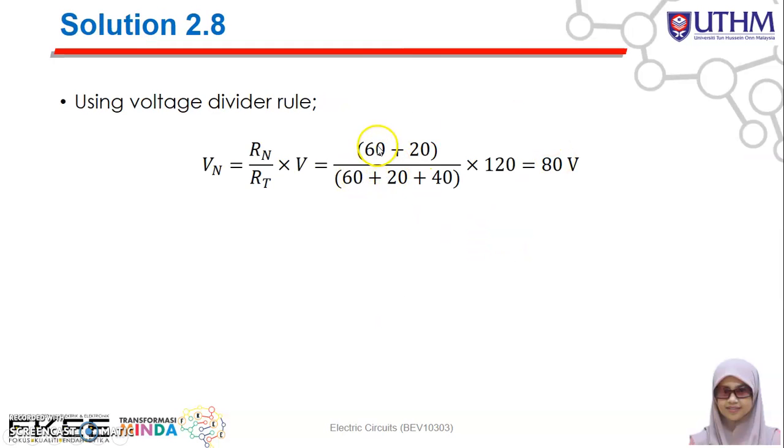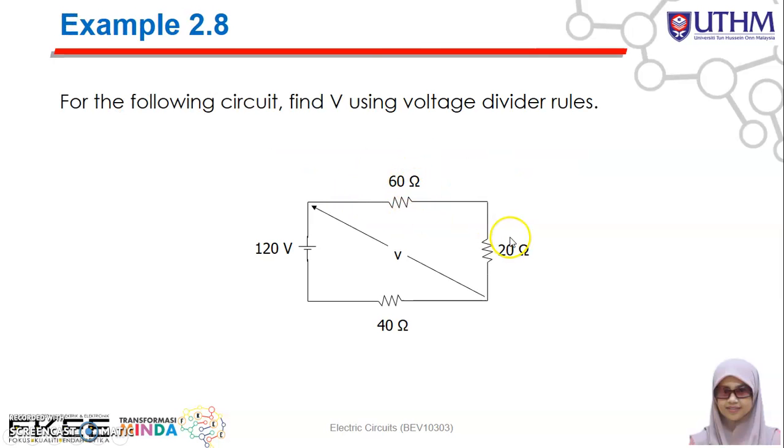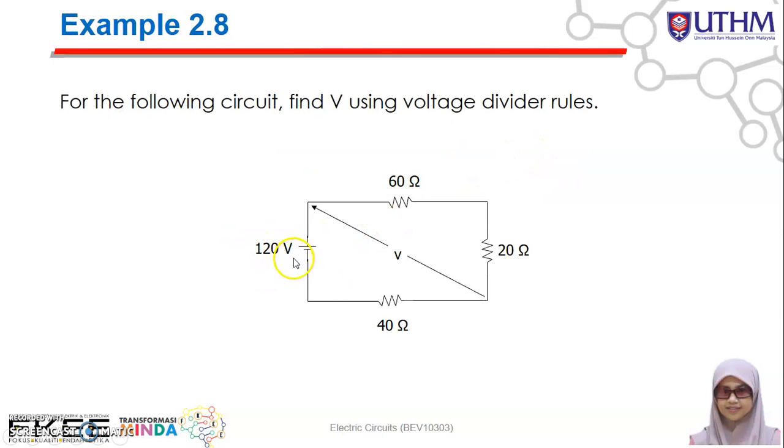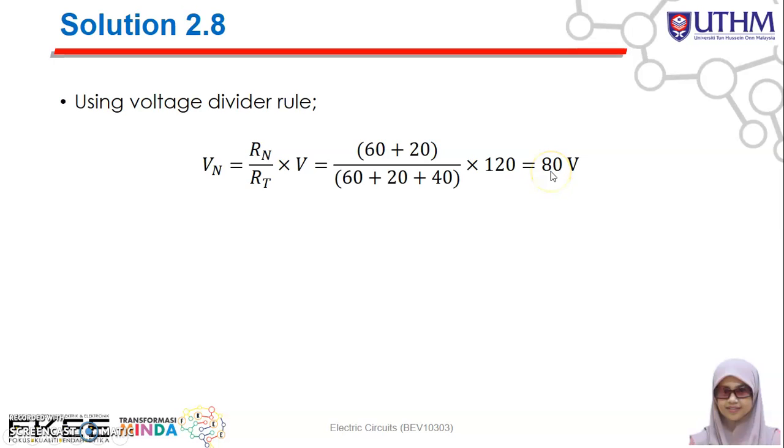So that's why you have 60 plus 20 over your R total, which is equal to 60 plus 20 plus 40. This is the R total. So here you have 80 over 120 multiplied with 120 volt, because your supply is 120 volt. Okay, so finally the answer is equal to 80 volt.